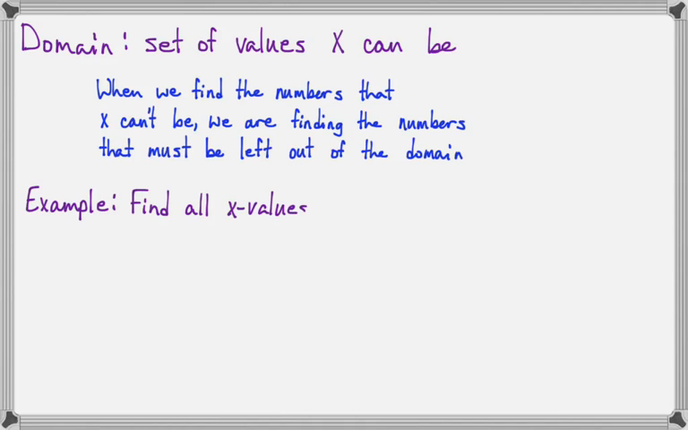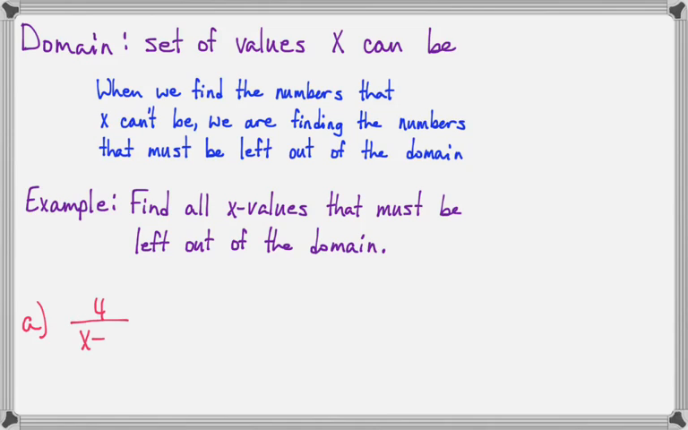Here's an example. We're going to find all the x values that have to be left out of the domain for the fraction 4 over x minus 2. Now, of course, if you take just the denominator and figure out what x value would make that equal 0, we know that we can't let x minus 2 equal 0 because then the denominator would equal 0. Well, if we solve that like a little equation, we find out that x cannot equal 2.